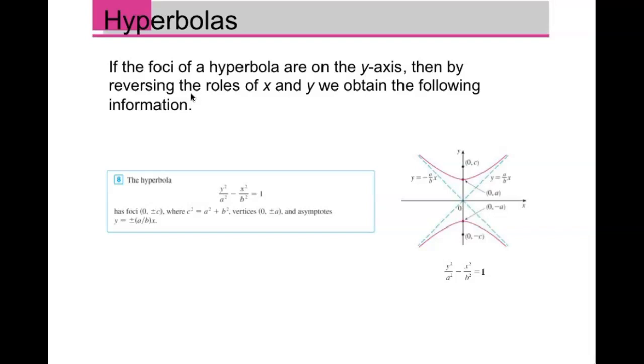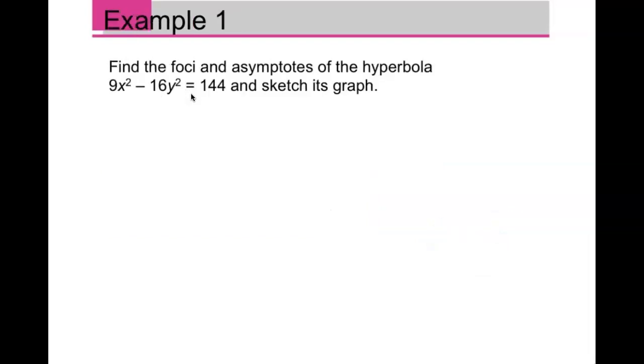So a is always the distance between the vertex and the center. That's always a. And we're going to find out that b is the distance between the vertex and what we're going to call the conjugate axis, which is kind of an imaginary axis when it comes to hyperbolas. But I'll talk about that when we do an example right here.